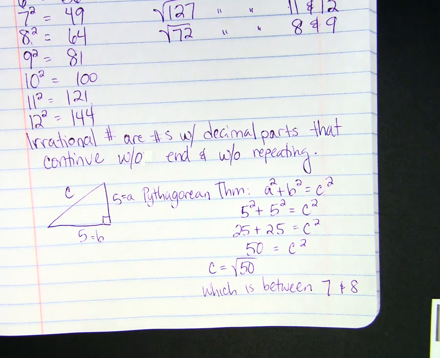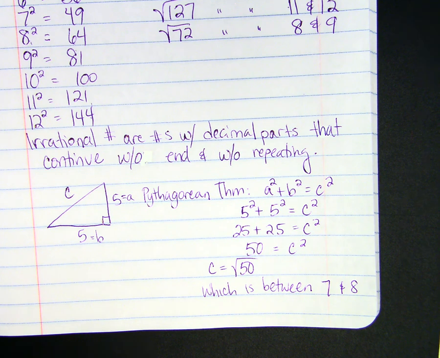And we can't write it as a decimal number that ends because it continues forever. But we could estimate it. We could maybe round it to the tenths or the hundredths or something. But we just know that it's going to fall between 7 and 8. And that's the end of the lesson.